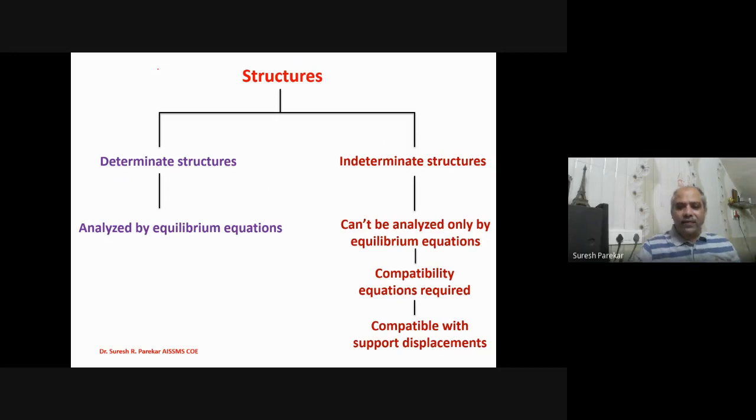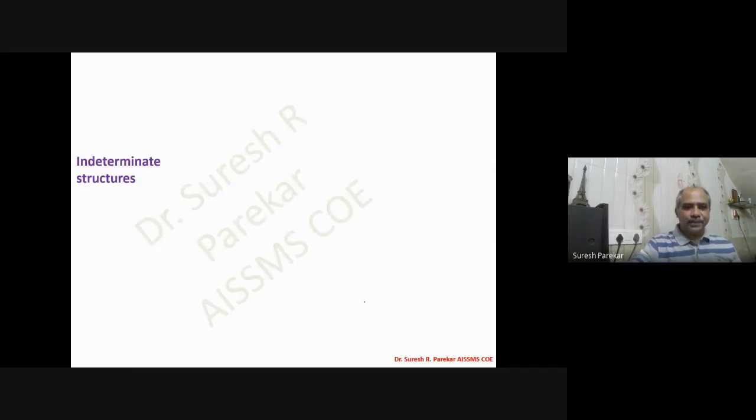Meaning, if we have roller support, then displacement in the vertical direction is 0. If we have simple support, then displacement in both directions is 0, horizontal also, vertical also. In case of fixed support, all three displacements are 0. So we have compatibility with support displacement, and that compatibility equation we can frame.